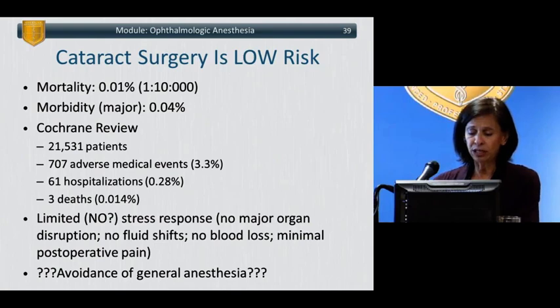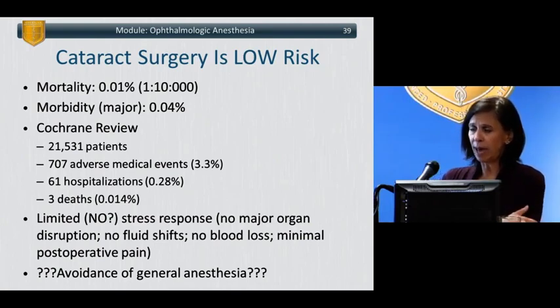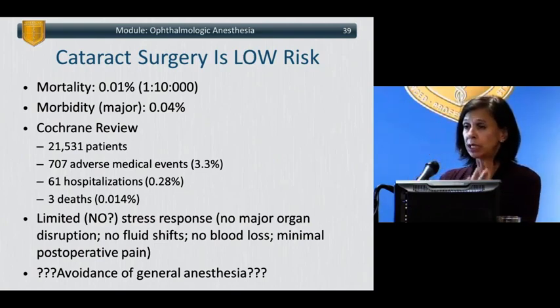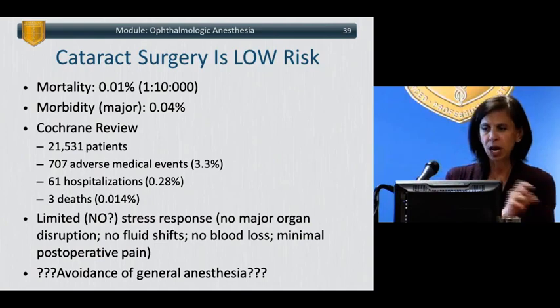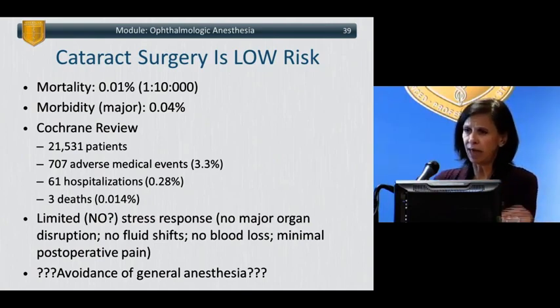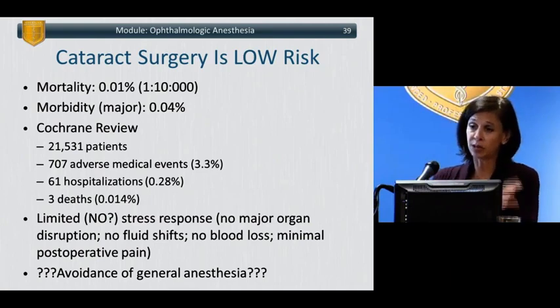It may be avoidance of general anesthesia. Most of the time, the type of anesthesia does not significantly impact the risk of surgery because the overwhelming risk of surgery appears to be the surgery itself and the patient's comorbid condition, not the type of anesthesia we choose. Now, the conduct of that anesthesia may make a difference, but not the actual type of anesthesia.